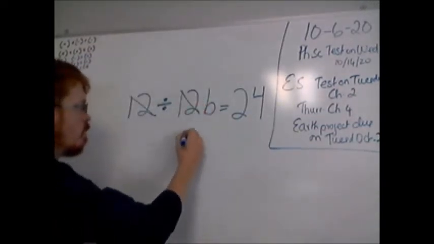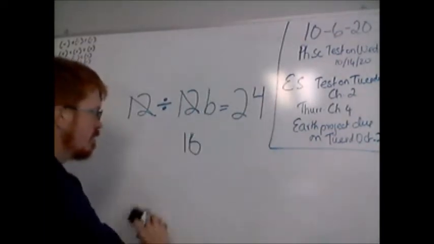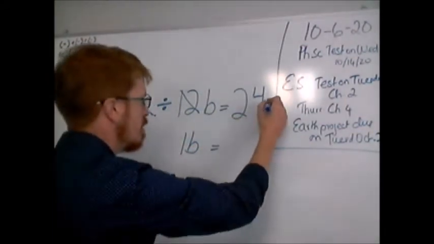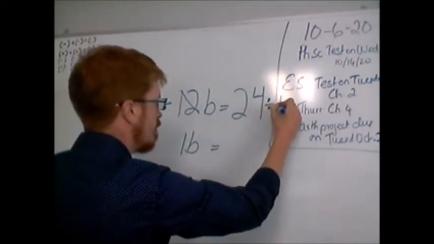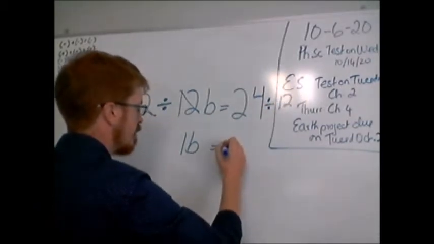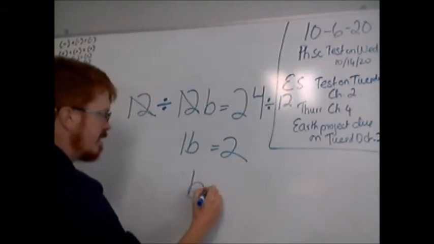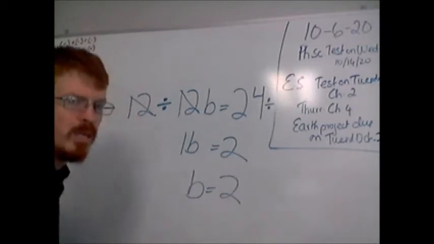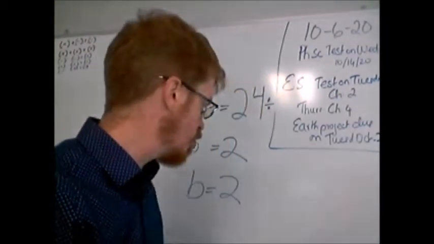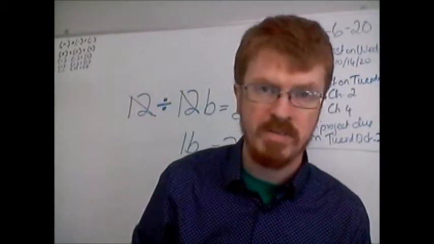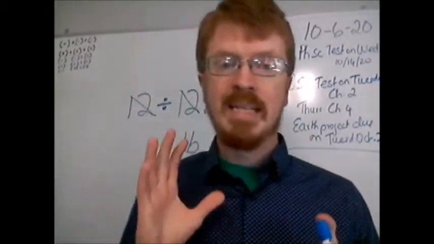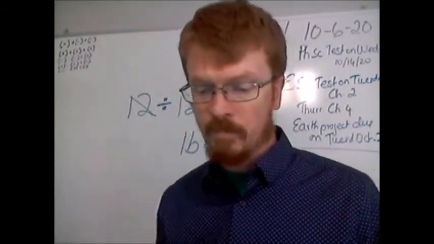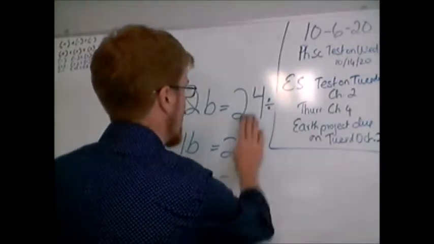So those become a 1b. That was a terribly shaped b. A 1b. And then you have 24 divided by 12, which comes up to 2. b equals 2. All right, make sure that you understand that. You do not change it from a negative to a positive or positive to negative when you're multiplying or dividing. Leave it the negative or positive that it is, and then use it in that way. All right, so that is that section there.